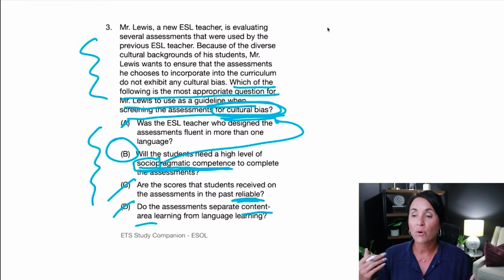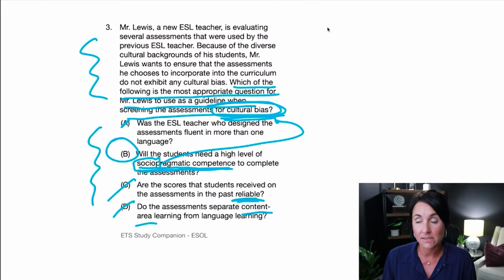Some other things you might see in this area are reading passages that are focused on kind of America-centered activities, right? So if you have students coming from other countries and you've got a passage about the 4th of July or other kind of American-centered things, they may not have the proper context to answer those questions. And so in that case, you are assessing their cultural understanding over their language. So we have to be very careful. And that's why we would evaluate this particular assessment for cultural bias.